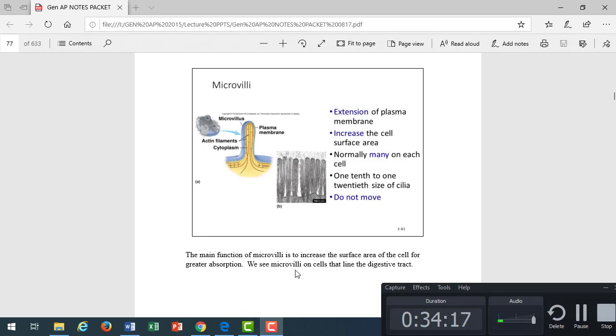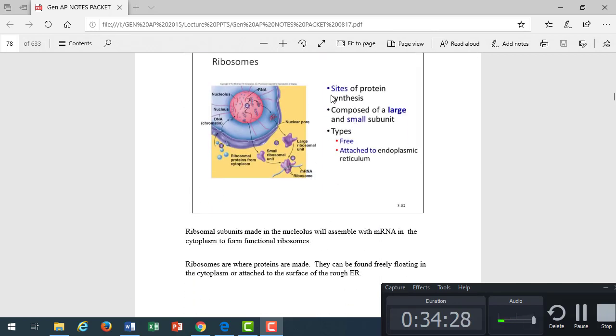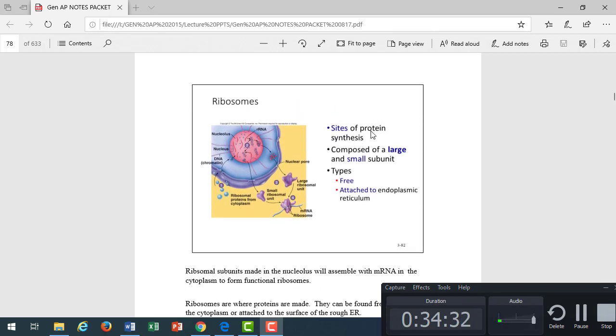And again, I always have these little notes underneath, so if you need more information, make sure you look at my notes. Sometimes those will give nice examples of this stuff on a PowerPoint. Ribosomes are where proteins are made. So sites of protein synthesis. We know that's where transfer RNA and mRNA meet, and we link up those amino acids. So protein synthesis happens at ribosomes.